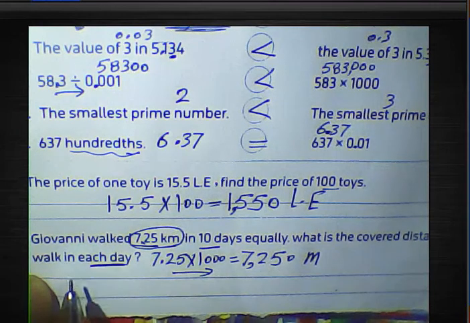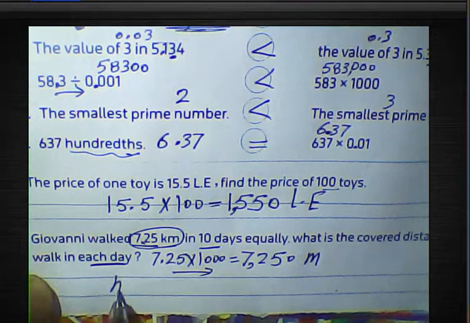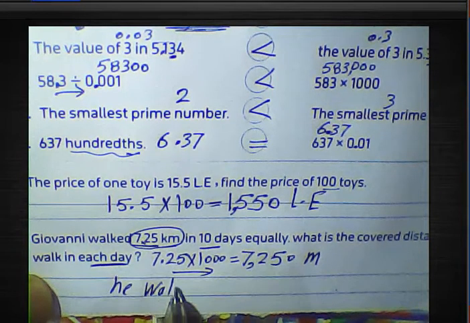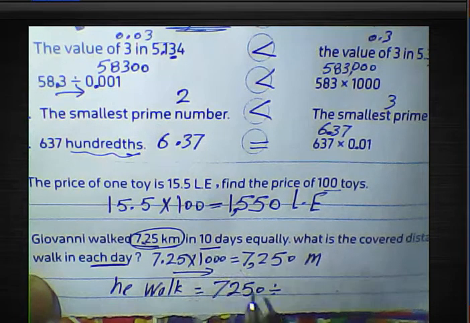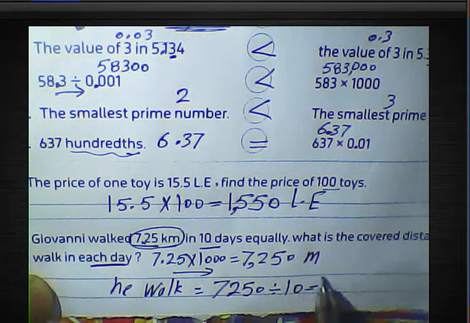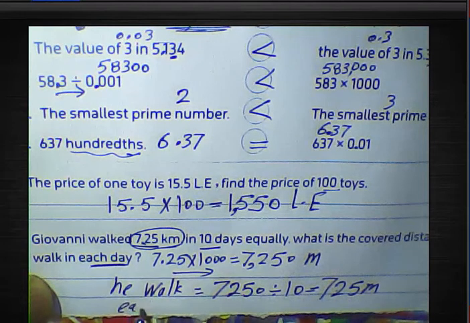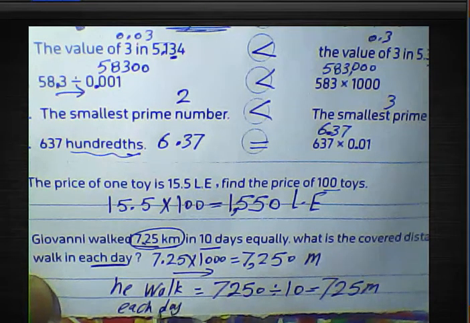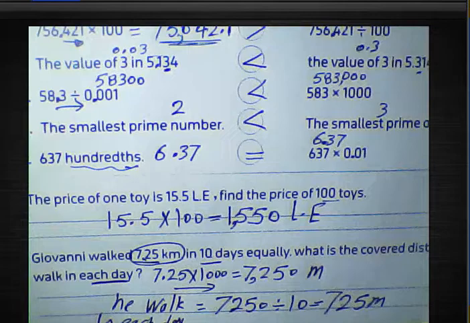And how far did he walk each day? He walked 7250 divided by 10, equal to what? 725 meters each day. He walked 725 meters each day. It's okay?